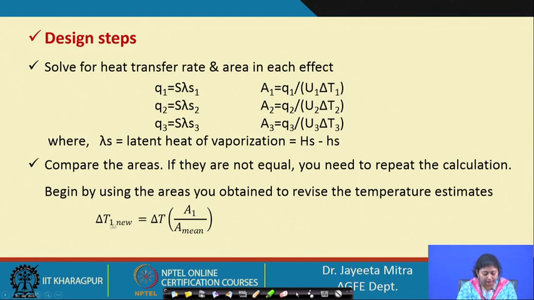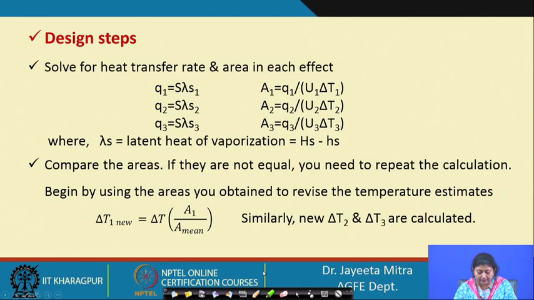Then the new delta T that we will take will be delta T into A1 by A mean, and similarly we will calculate delta T2 and delta T3. Because delta T1 is proportional to the surface area: if the area is higher, a higher amount of heat transfer will be there. So the change of temperature in the first effect is proportional to the area.